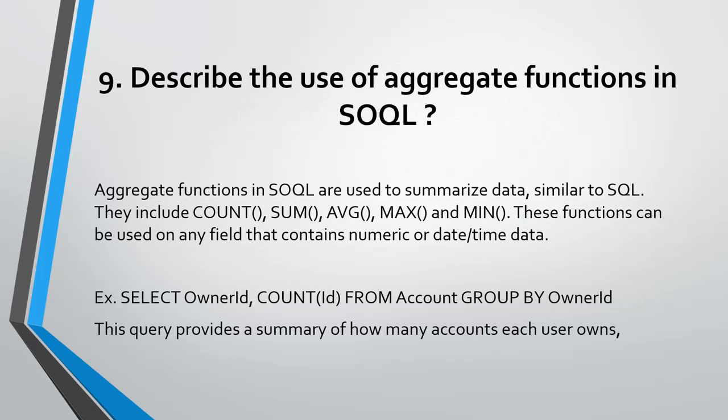Describe the use of aggregate functions in SOQL. Aggregate functions in SOQL are used to summarize data, similar to SQL. They include count, sum, average, max, and minimum. These functions can be used on any field that contains numeric or date time data. For example, select owner ID, count ID from account group by owner ID. So this query provides a summary of how many accounts each user owns.